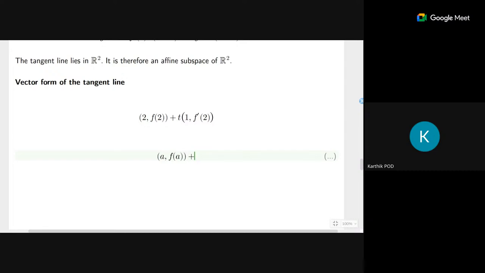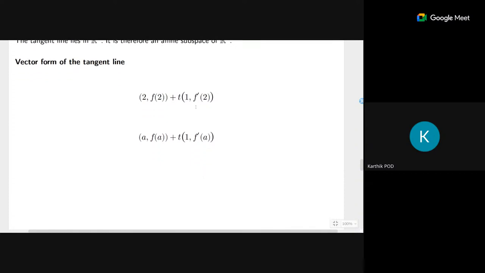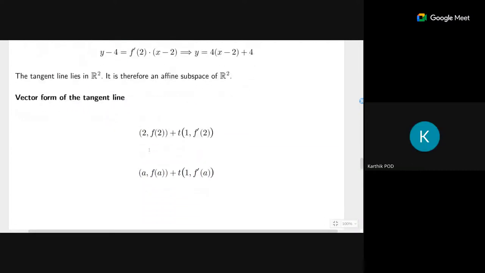The direction of this tangent line will be given by 1 comma f prime of a. Therefore, if you multiply this by t, you will get the entire tangent line. This is the underlying subspace of this affine subspace that you have here. Okay, so is this idea clear for a single variable function? Yes. Sir, that one is fixed. One is fixed.